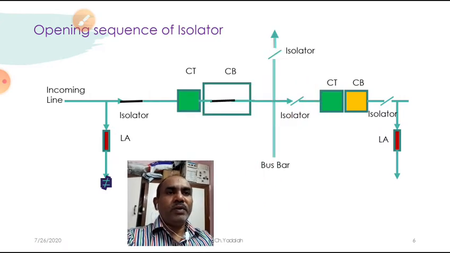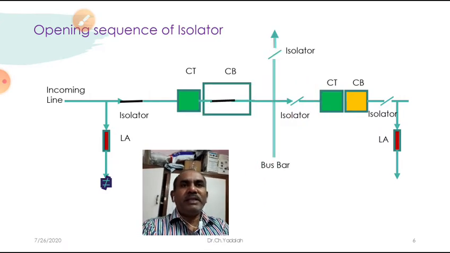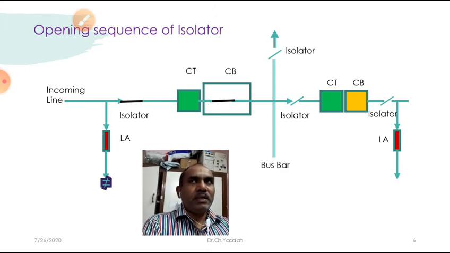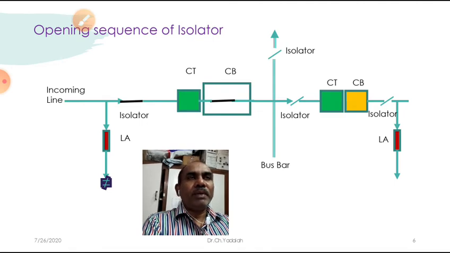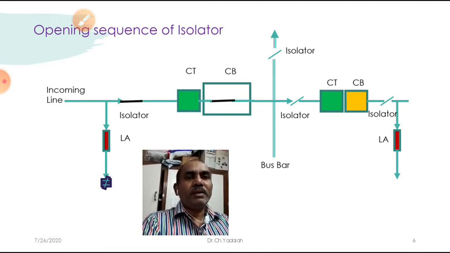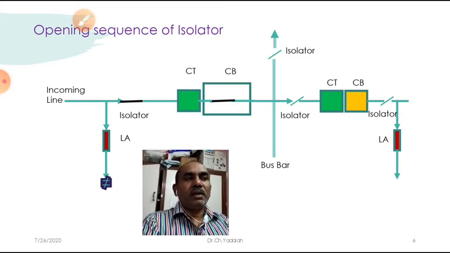Before that, you have to see the opening sequence of the isolator. So, you know the isolator and how to operate it. We know it is mechanically operated by the operator, or we can operate it remotely by using a motor. Now, what is the sequence? Because it is intended to operate under no load condition only. Whenever the current is passing through zero current, then it has to operate.